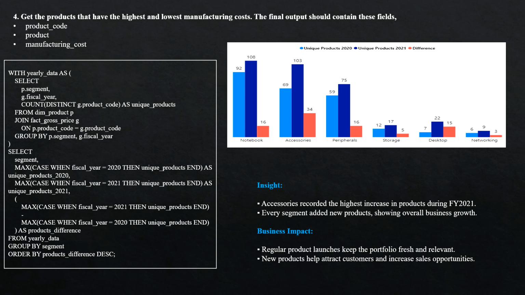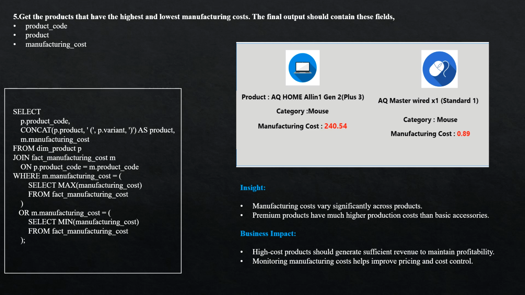Fifth request that was given, get the product that have the highest and lowest manufacturing cost. The final output should contain the fields like product code, product manufacturing cost. So I have written this SQL query, and inside I found that the manufacturing cost varies significantly across products. Premier products have much higher production cost than basic accessories. Business impact is high cost products should generate sufficient revenue to maintain profitability, and monitoring manufacturing costs helps improve pricing and cost control.